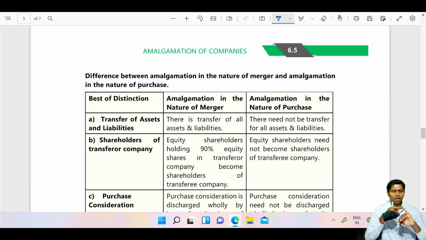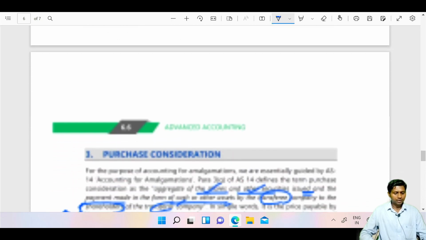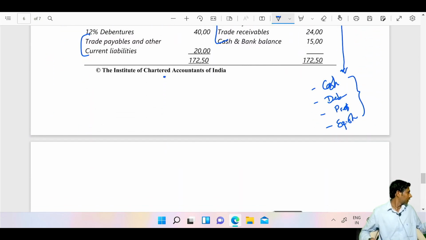Only 5 conditions. First, all assets and liabilities must transfer, then at what value? At book value. Then more than 90% of shareholders must agree, and then you must give them shares, not cash. Only for a fractional amount can you give cash, otherwise they will get your shares instead of their shares. Correct. And finally, your intention must be to carry on the old business as it is. You cannot close that business, you must carry it on. Okay, and after that, as far as accounting is concerned, you will find the accounting method.